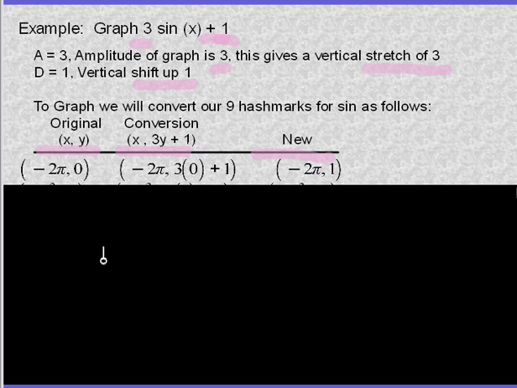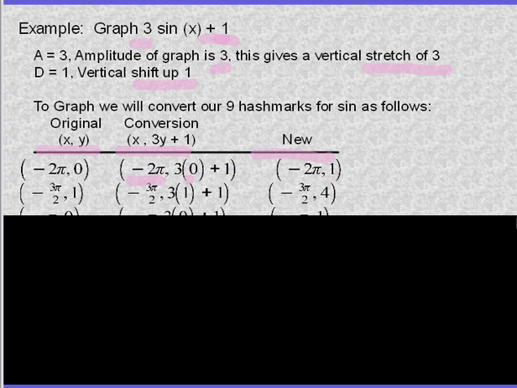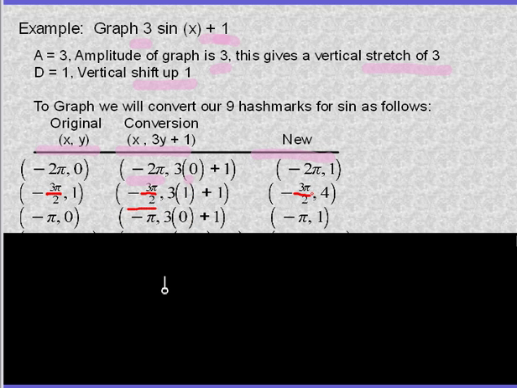So we're going to take our sine hash marks. This stays the same. We're going to multiply the y by 3 and then add 1. So 3 times 0 is 0 plus 1 gives us a new y coordinate of 1. So x coordinate stays the same, y coordinate multiply by 3, add 1. 3 plus 1 is 4. 3 times 0 plus 1 is 1.